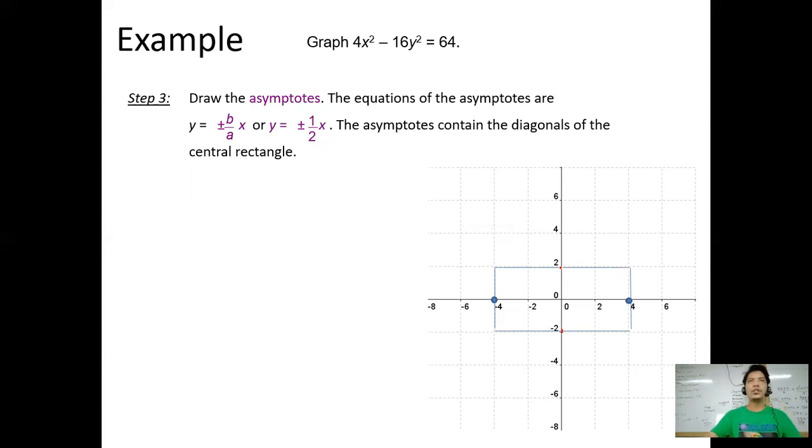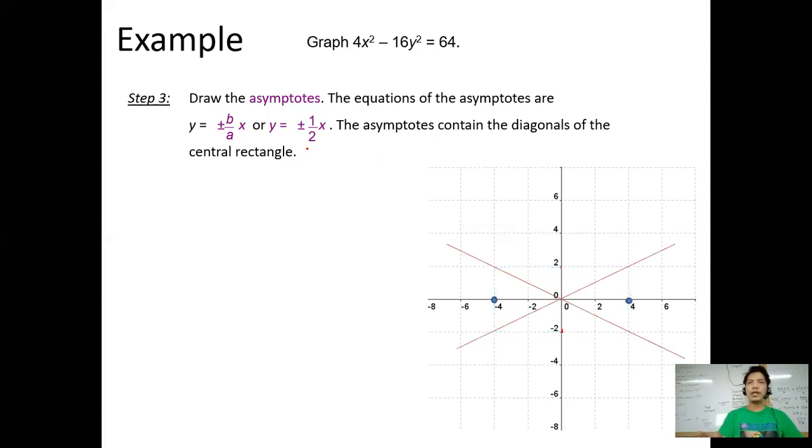Then, draw the asymptotes. The equation of the asymptotes are y is equals to plus or minus b over a x. So, ang b natin is 2. Ang a natin is 4. So, pag nilowest term natin yung 2 over 4, makukuha po natin yung 1/2. The asymptotes contain the diagonals of the rectangle. So, yung 1/2, yan po yung asymptote natin.